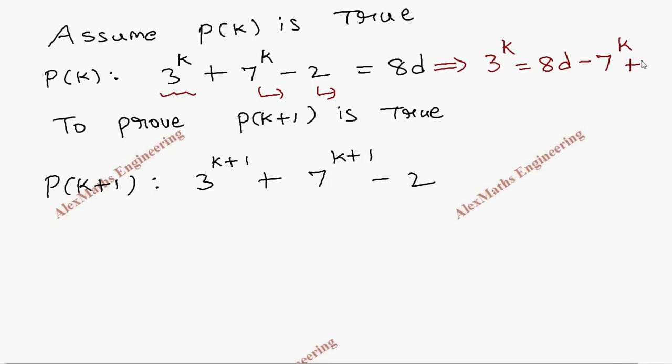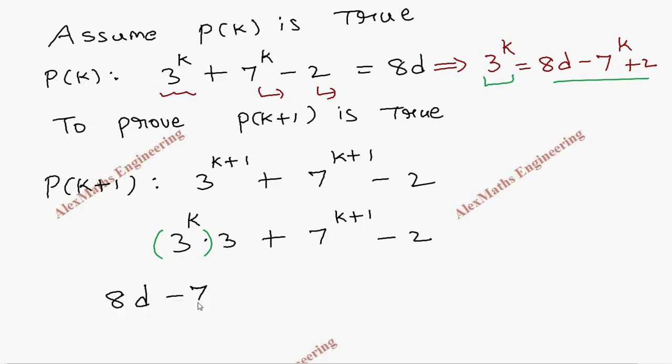So coming to this proof, we have 3^(k+1), which is split into 3^k into 3, and the rest of the terms are written as it is, and this 3^k should be replaced from here as this 8d minus 7^k plus 2. So (8d - 7^k + 2), then whole value into 3, and the rest of the terms are as it is, 7^(k+1) - 2.